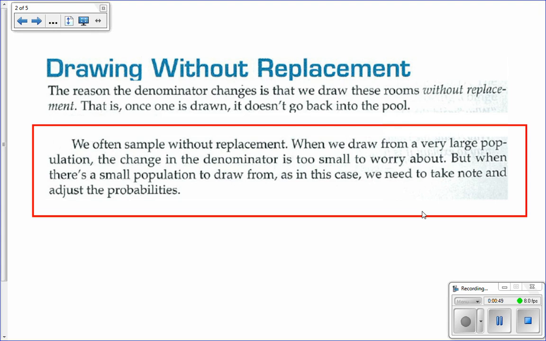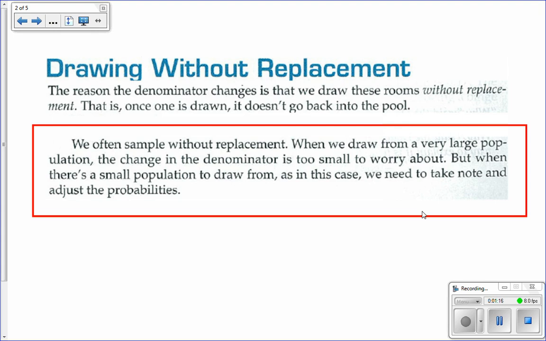We often sample without replacement. When we draw from a very large population, the change in the denominator is too small to worry about. But when there's a small population to draw from, we need to take note and adjust the probabilities. Okay, and we'll talk later on more specifically about what that means and where our rule of thumb is for when the population is too small compared to our sample.